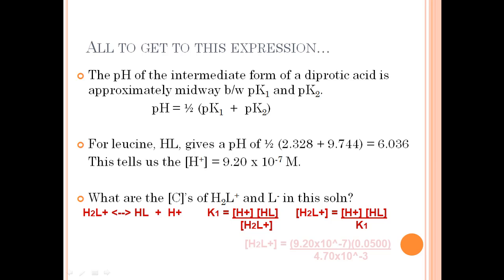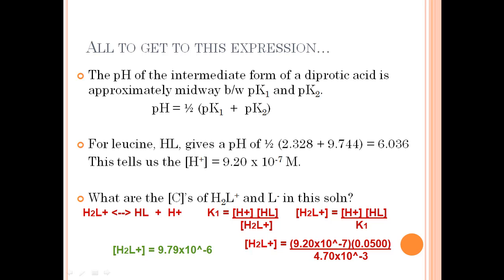So it would be 9.20 times 10 to the negative 7, which you just found for H plus, times 0.0500 divided by your K1, which was 4.7 times 10 to the negative 3. And that gives you a concentration of H2L plus of 9.79 times 10 to the negative 6.